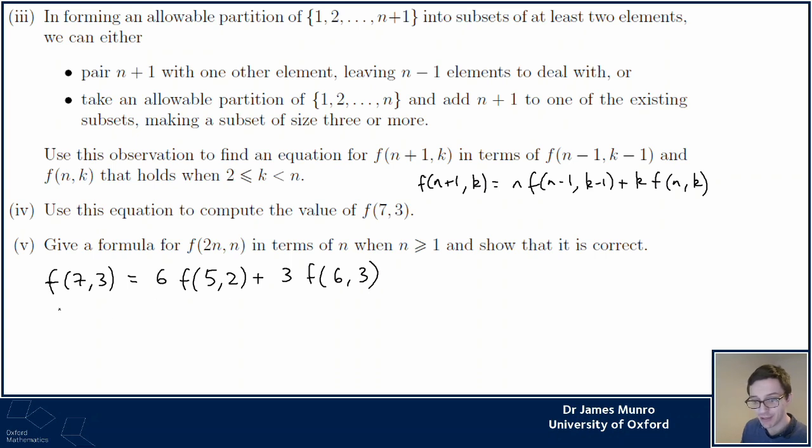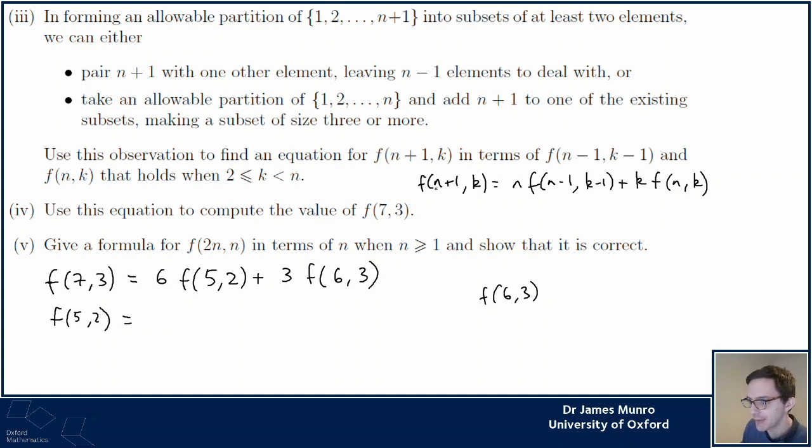And now I'm going to need to go and work out f of 5, 2. And I suppose also f of 6, 3. So I've kind of got twice as many calculations to do. But they involve smaller numbers, right? The numbers are getting smaller each time. So I'm not too worried. The numbers are going to get smaller, and I'm going to do more of these calculations. Goodness, right, off we go then.